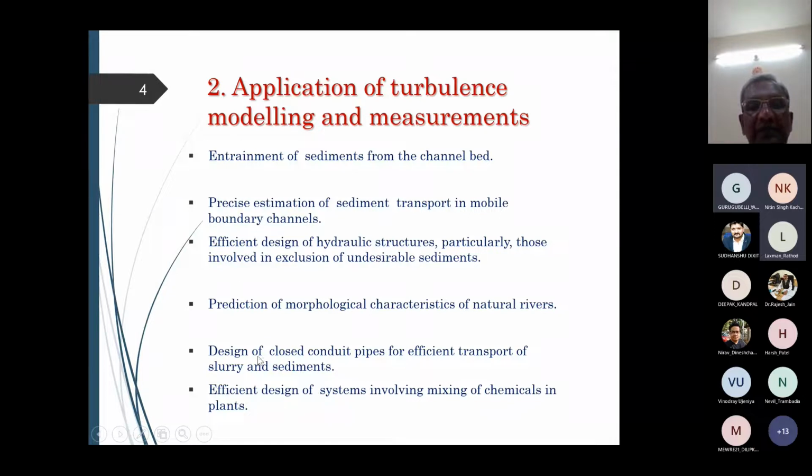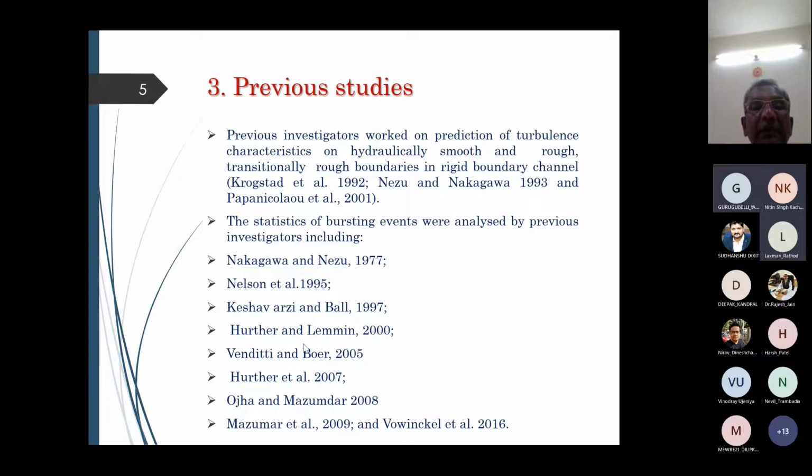So these are a few applications I have just talked about, but if we talk about the turbulent flow, the application as such, it is used, right? Now the previous studies which they have carried out, turbulence study on mobile boundary channels or rigid boundary channels. These are the few studies I have just enlisted over here.